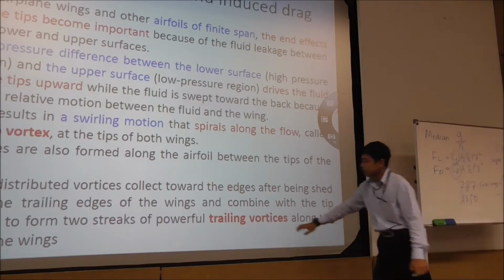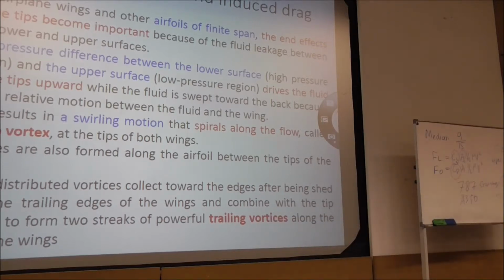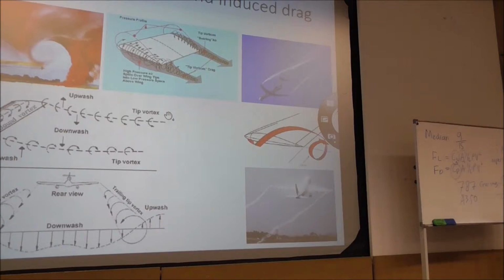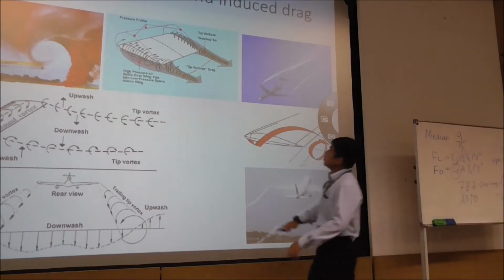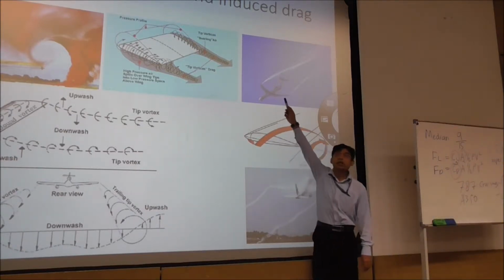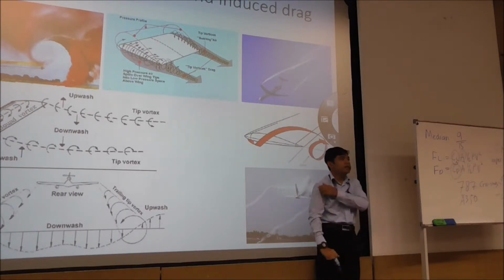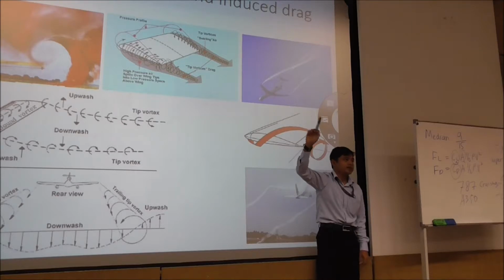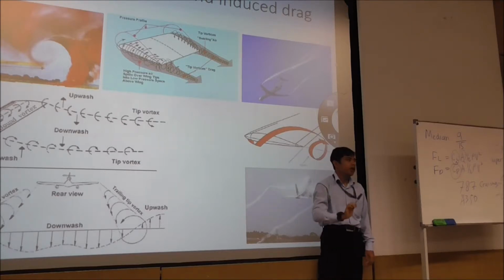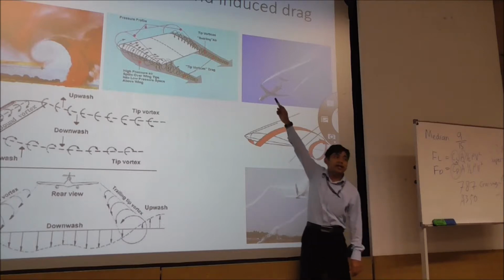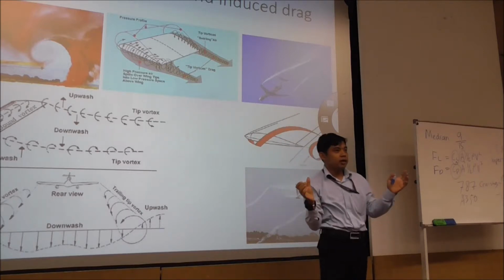Those things will generate the so-called trailing vortices. Okay, so this is what you see. Anyone see that? Yes. That one is not the trail of the rocket, no. This one is the trail of your wing. When you take off, where you get that white color thing, what is that white color?